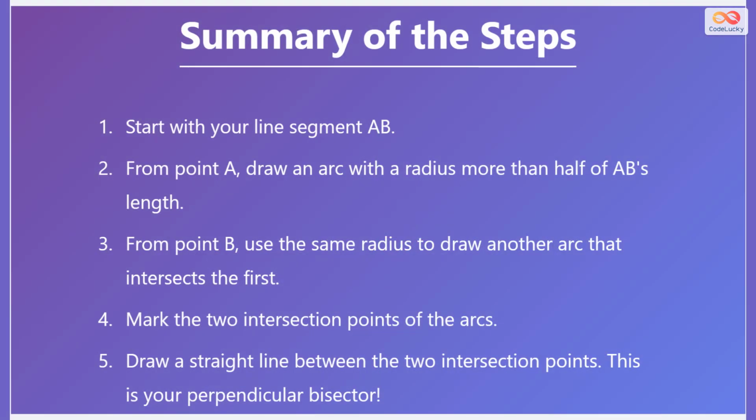Let's quickly review the process. First, draw a line segment. Second, from the first endpoint, draw an arc. Third, from the second endpoint, draw another arc with the same compass width. Fourth, mark where the arcs intersect. And fifth, draw a straight line connecting those intersection points. You have now constructed a perpendicular bisector.